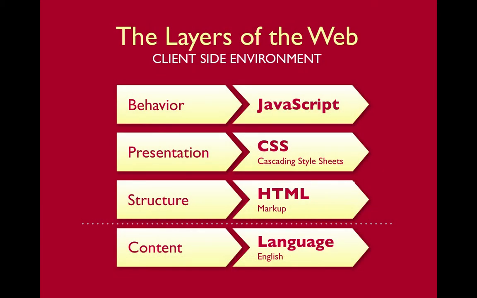The layers of the web. Everything starts with good content. You have to have content in whatever language, because without content, you might as well not have a web page. But on top of the content, you structure that content with HTML markup. HTML is the structure. CSS layers on top of that with presentation, and JavaScript adds behaviors and interactivity to this.